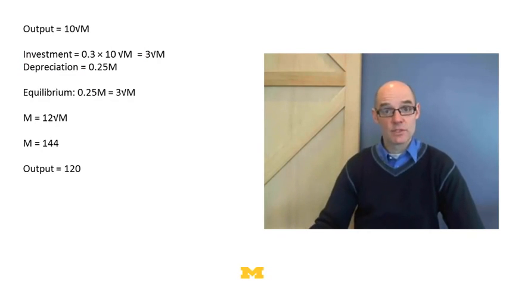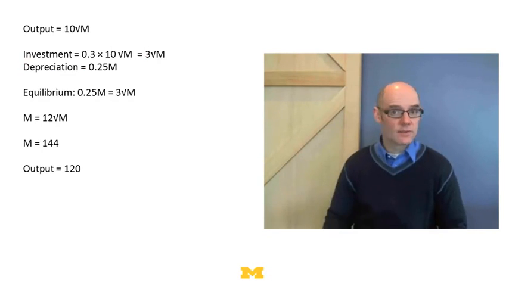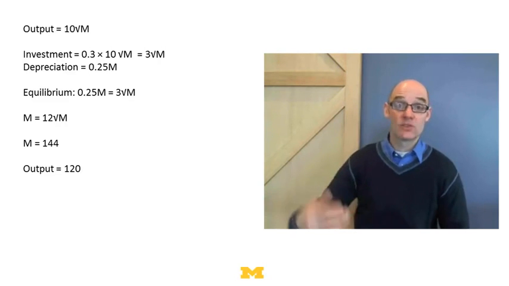We save 30% and invest that in new machines, right? So that's going to be 3 times the square root of m. We lose a quarter of our machines to depreciation, so that's just m over 4. We set those things equal. We get m equals 144. We get output of 120. That's our equilibrium. Now we want to say, let's triple it.